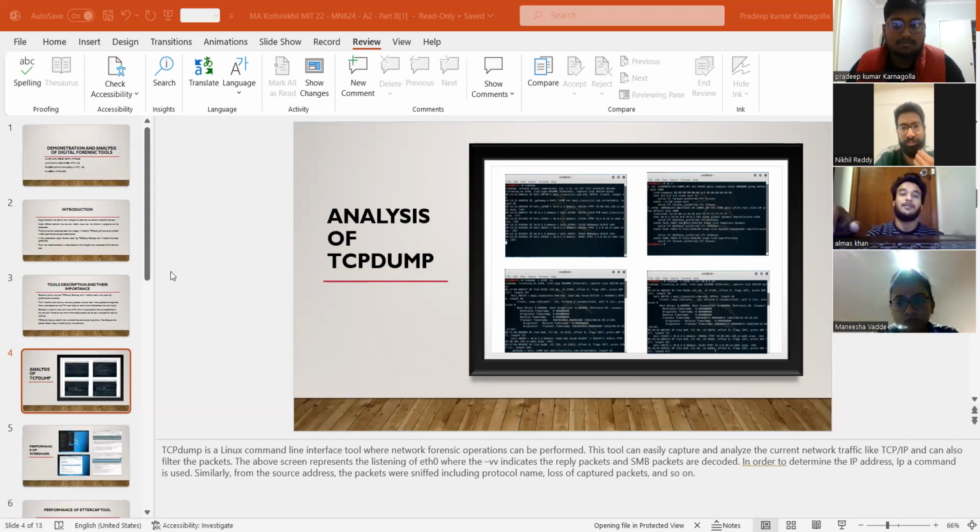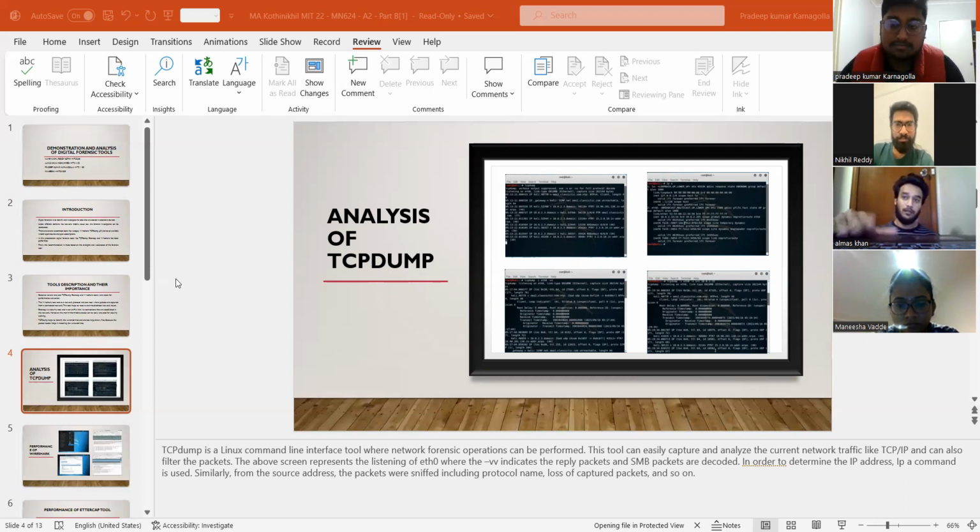Next one, go ahead. Right. Like Nikhil told, I'm going to be discussing the analysis of TCP dump and the performance of Wireshark and EtherCap tool. Here we can see the analysis of TCP dump. In TCP dump, it is used for troubleshooting when the process is ongoing, without holding the process.